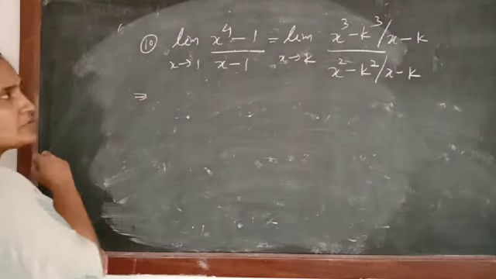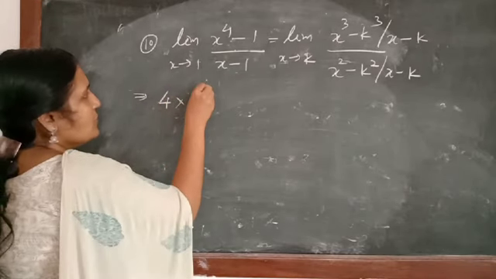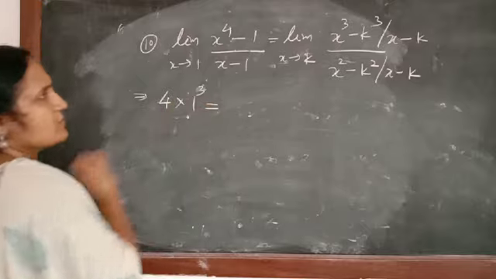Now directly we can use the formula. Here what will come? 4 into 1 raised to 4 minus 1. So that is equal to 3.